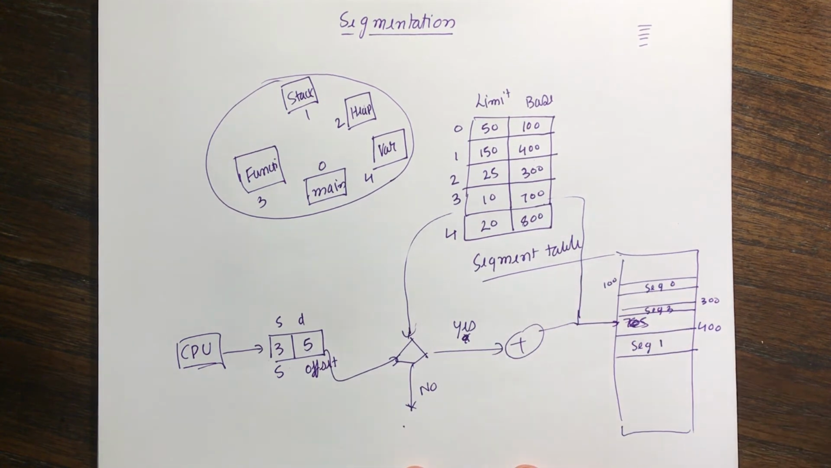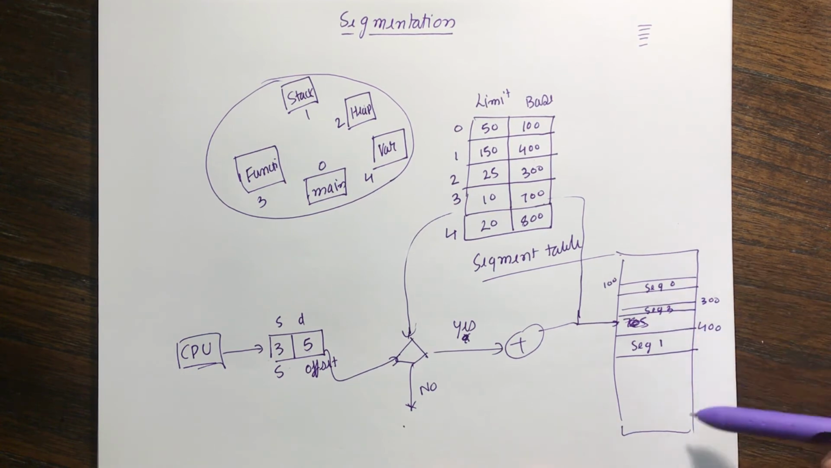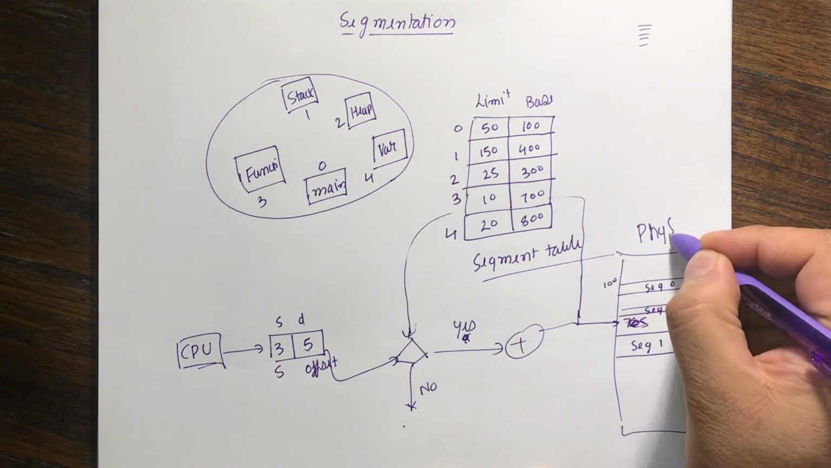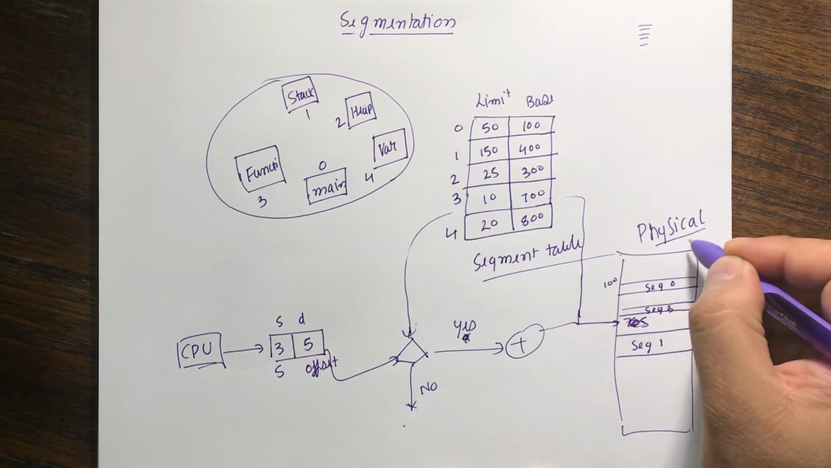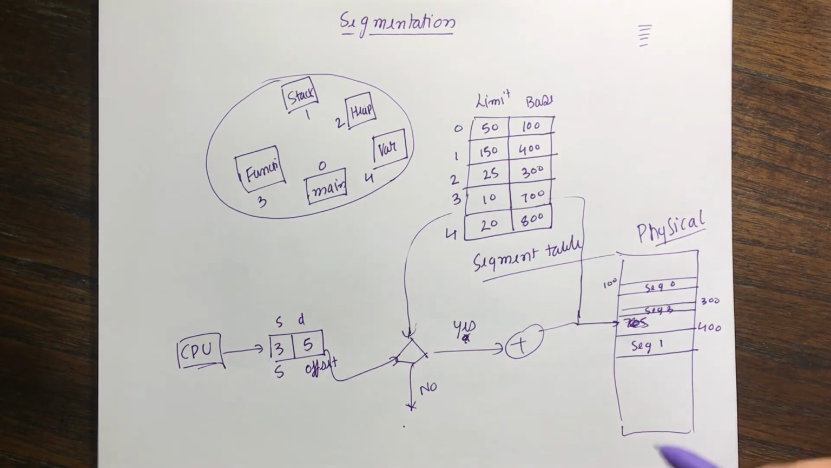our program now does not need to be in contiguous memory location. It can actually be spread across the RAM. So this is our physical memory. Our program can be broken down, so if there are bigger programs, we can break them down into different segments and store them at different locations. So we are solving the problem of contiguous memory by doing segmentation.